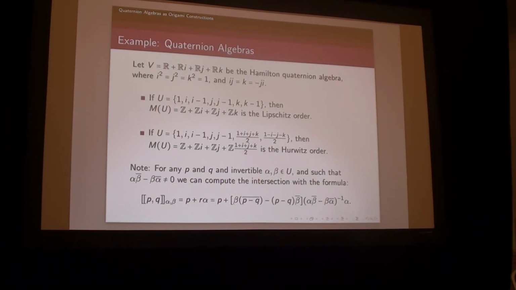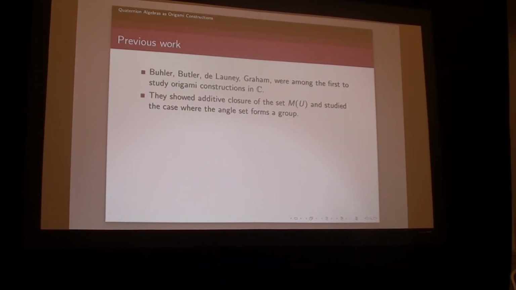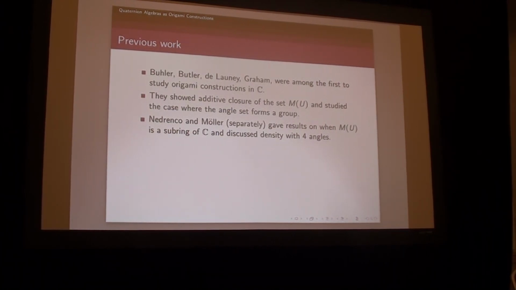And then I'll really briefly talk about our results and motivate a little more why this is nice for Quaternion algebras. First, I should acknowledge what has been done previously. Buhler, Butler, Maloney, and Graham first studied these in the complex plane. One of the most important properties is the additive closure of this origami set. That's really important in order to get a lattice and an order. And then Drinko and Buhler talked about the multiplication structure in 2 dimensions in the complex plane.